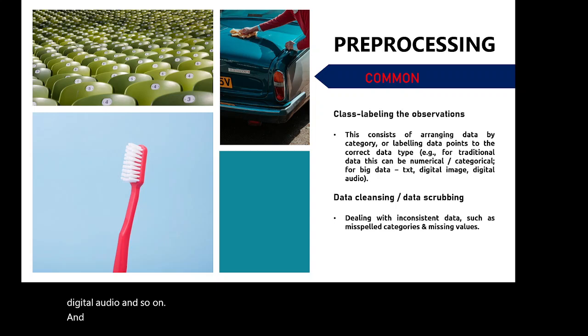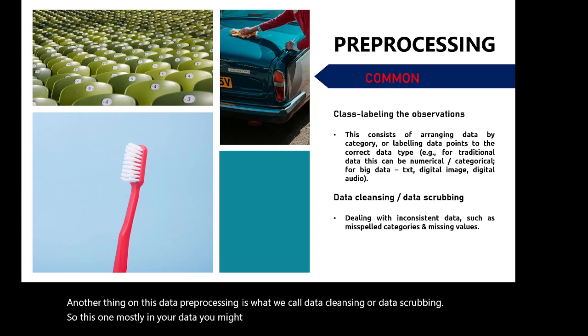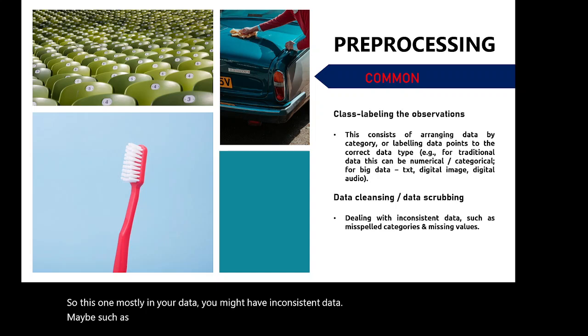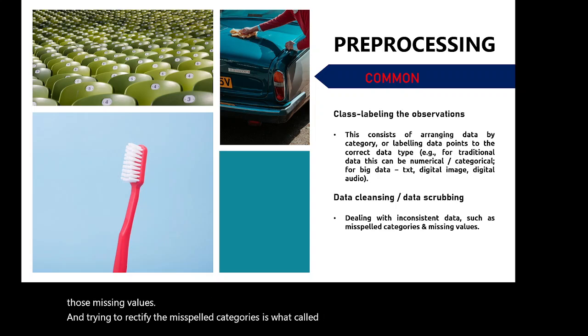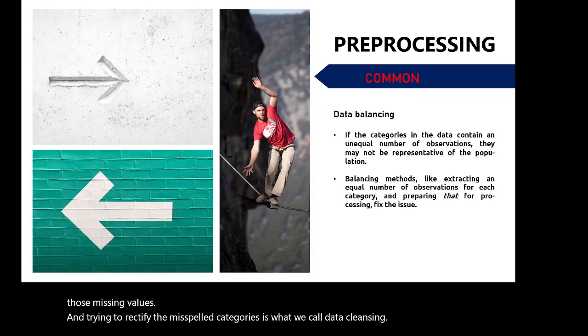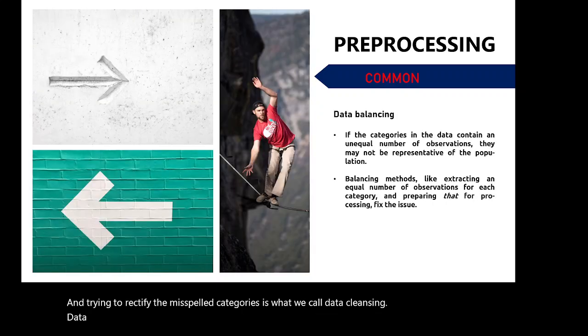Another thing in data pre-processing is what we call data cleansing or data scrubbing. Mostly in your data you might have inconsistent data, such as misspelled categories and missing values. The process of replacing those missing values and rectifying the misspelled categories is what we call data cleansing or data scrubbing.